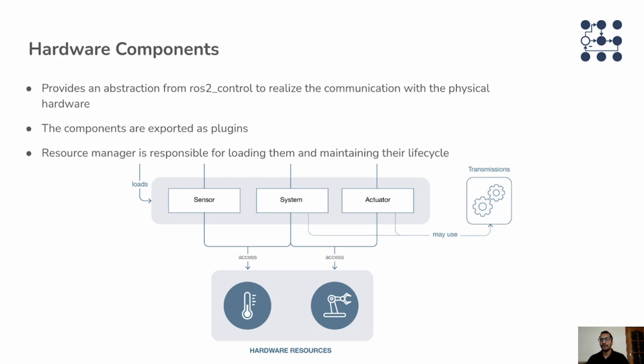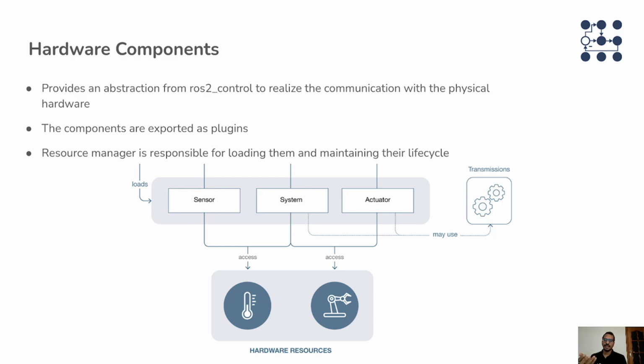And we have a resource manager which is responsible for loading these hardware components. We have mainly three hardware component types. We have sensors, which is mainly for reading. We have IMU sensors, force-torque sensors, where you read the sensor information, but you are not able to write to these sensors. And on the other hand, we have systems and actuators.